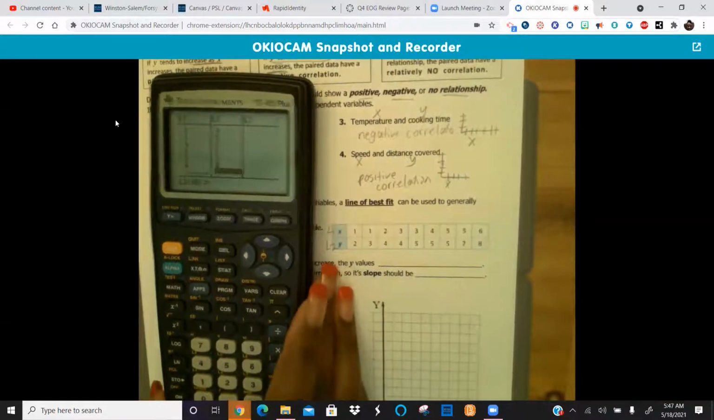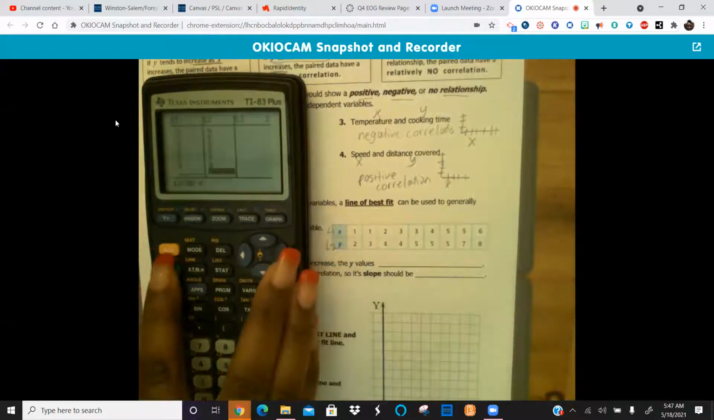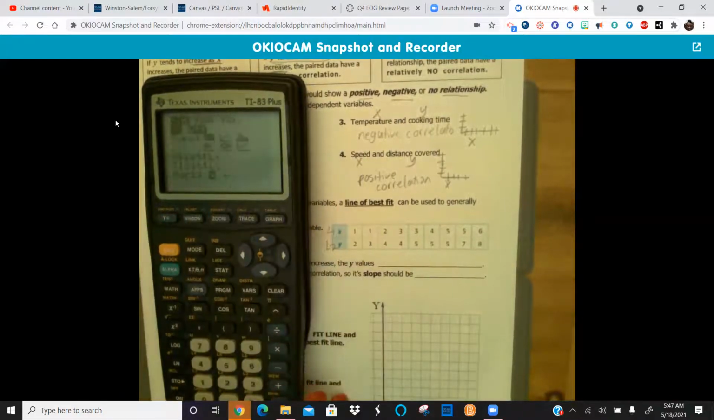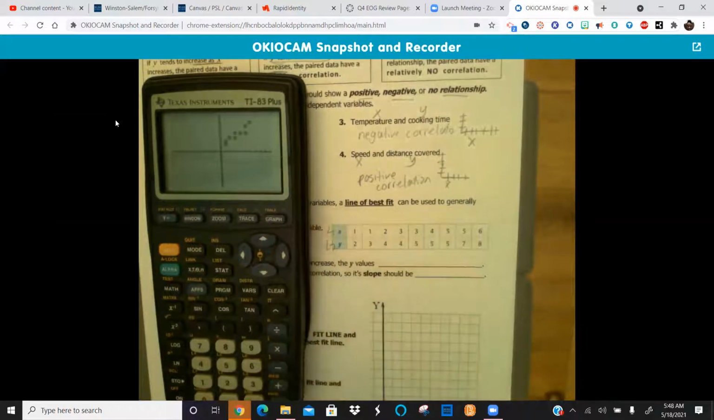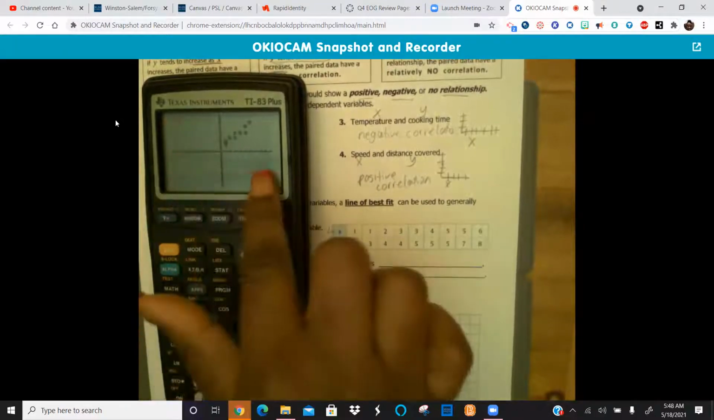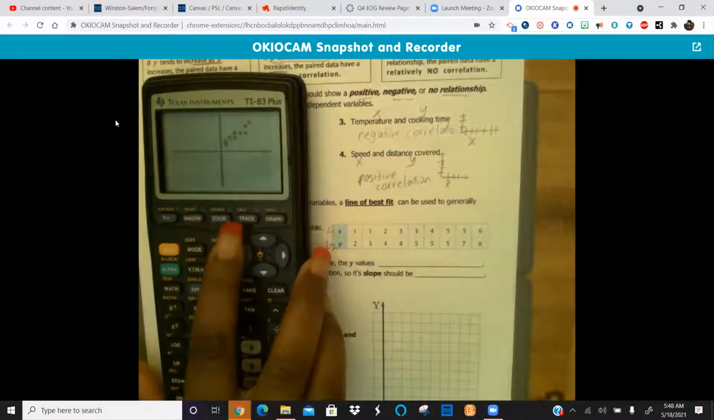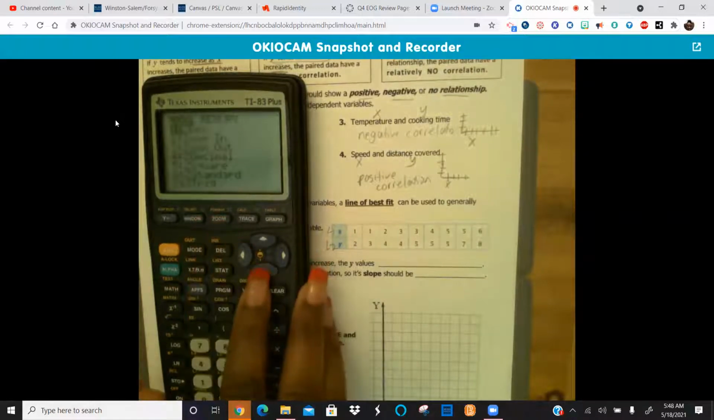Okay. All right. So now I'm going to go to second stat. And I'm going to cut this plot on. Okay. And now I'm going to graph it. And there's my scatter plot. Okay. And I don't need all this space here, so I'm going to change my window range. Or I could just do zoom fit, see what zoom fit give me. Okay.